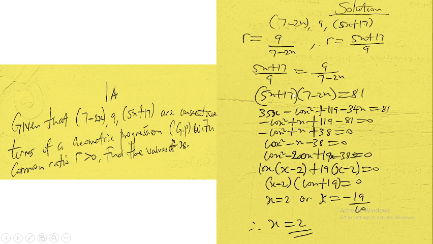Then from there, we can cross multiply. When we cross multiply, we have this step: 5x plus 17 into 7 minus 2x equals 81. How do we get 81? 9 times 9. When you cross multiply that, we have 81.